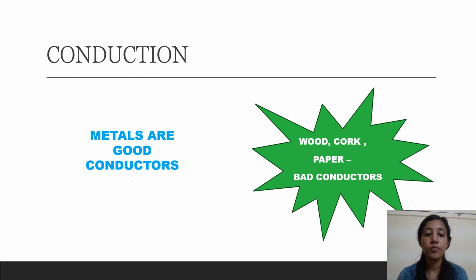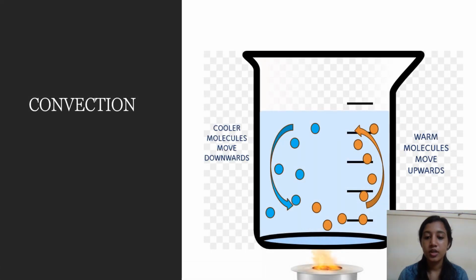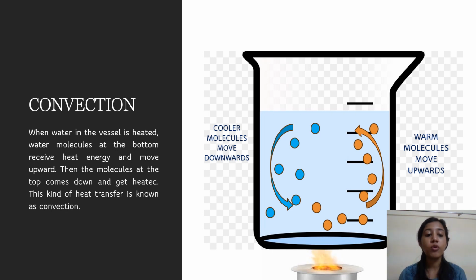Now let us see what is convection. Convection takes place in liquids or gases. When water in the vessel is heated, water molecules at the bottom receive heat energy and move upwards. Then the cooler molecules come down and get heated. This kind of heat transfer is known as convection.